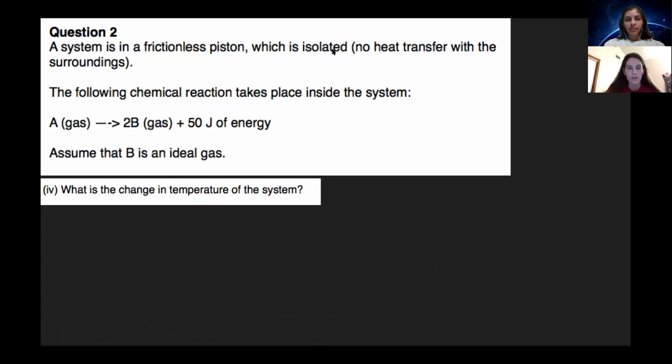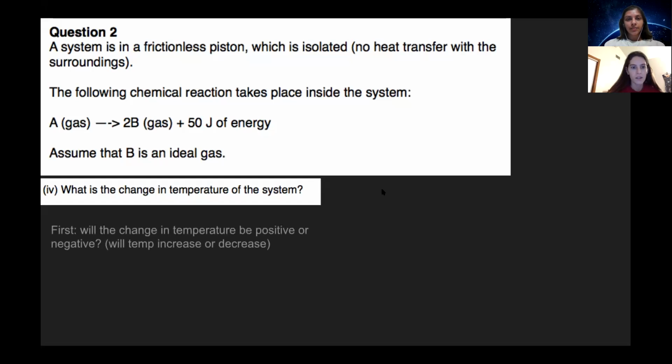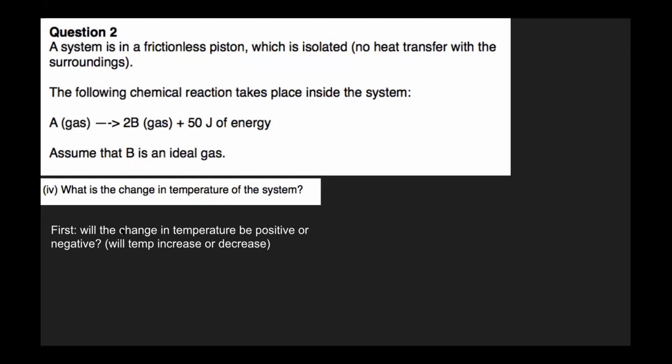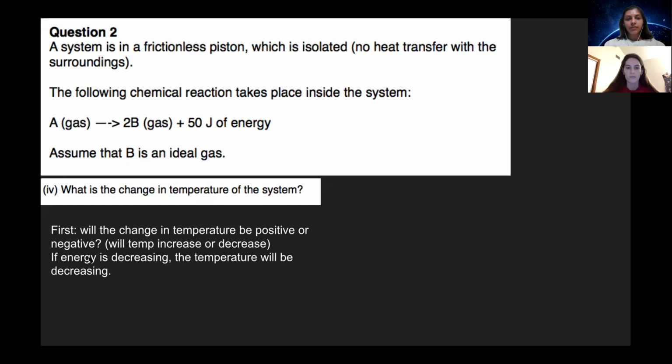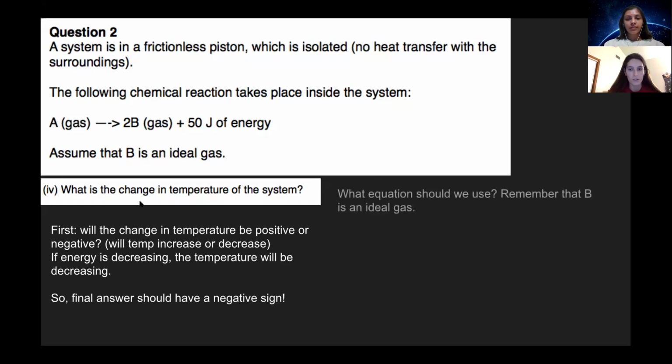And then for the last portion of this question, which is what is the change in temperature of the system? One thing we can consider first, as a sanity check, is will the change in temperature be positive or negative? Will the temperature increase or decrease? If the energy of the system is decreasing, then the temperature will be decreasing. So our final answer for the change should have a negative sign based on the information from the previous questions.